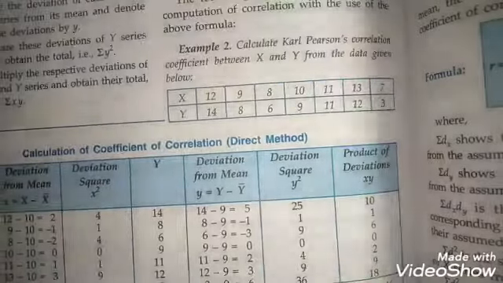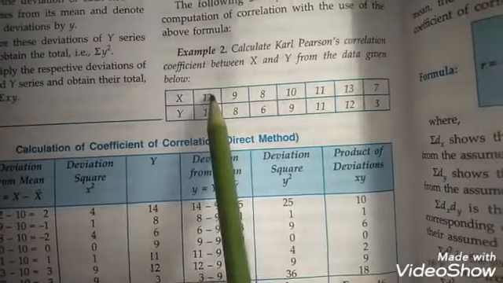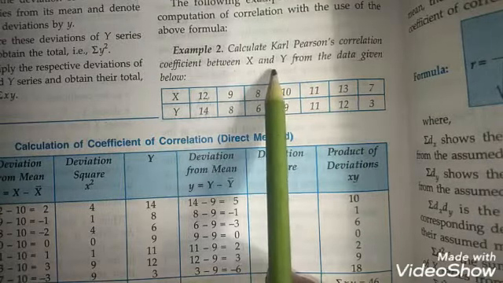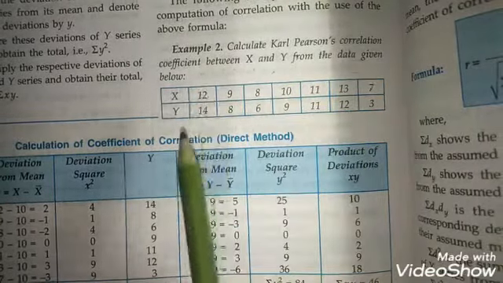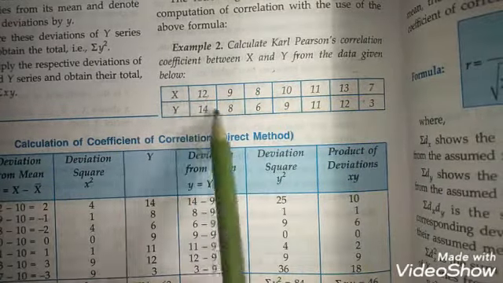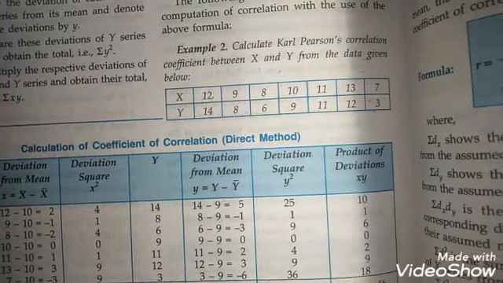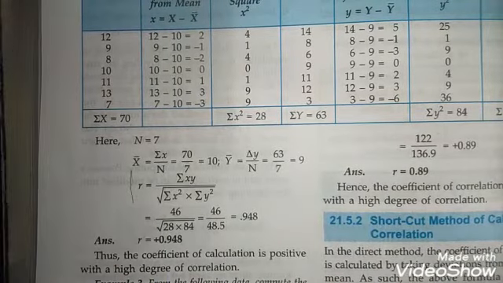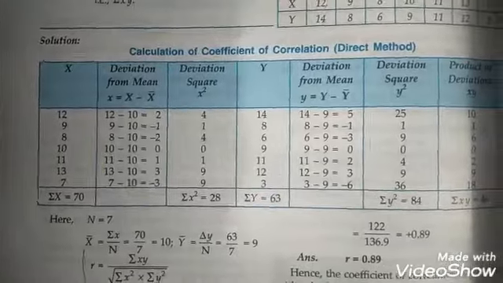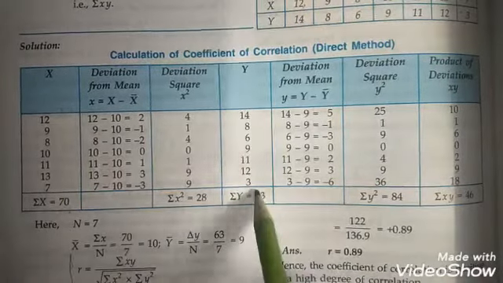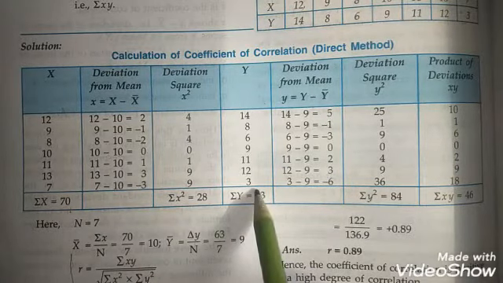Now this is a question that is given to us over here in example 2, which says calculate Karl Pearson's correlation coefficient between x and y from the data given below. So we have the values of the X series and the values of the Y series. So for calculating correlation with the direct method, this is the formula that we are using. And with this formula, now what do we need to do? We first of all are going to write down the values of the X series and that of the Y series.